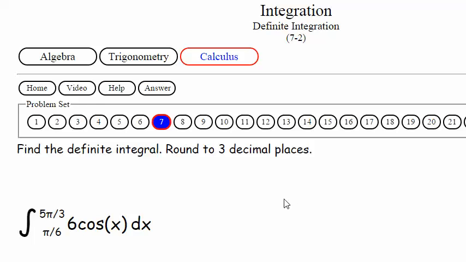So we covered the trig functions there in the section on indefinite integration. So hopefully you got that down. So we're doing, let's see, pi sixth, write that, and 5 pi thirds.